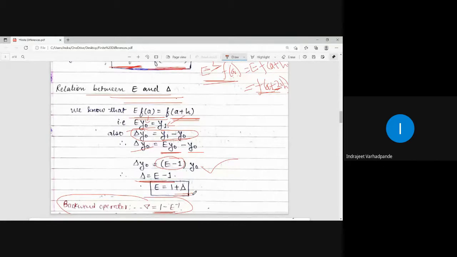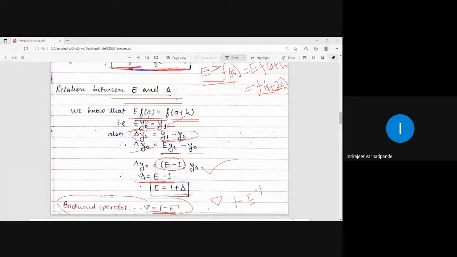What is the relation between the forward difference operator delta and the shift operator E? The relation between E and delta is E is equal to 1 plus delta, or delta is equal to E minus 1. As I said earlier, the backward difference operator is denoted by nabla, which is 1 minus E to the power minus 1. The forward difference operator delta is E minus 1. The backward difference operator nabla is 1 minus E to the power minus 1. So this will give us a brief idea about the two different operators.